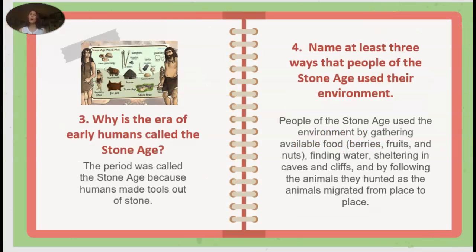Question number 3, why is the era of early humans called the Stone Age? The period was called the Stone Age because humans made tools out of stone. Question number 4, name at least 3 ways the people of the Stone Age used their environment. People of the Stone Age used the environment by gathering available food, berries, fruits, and nuts, finding water, sheltering in caves and cliffs, and by following the animals they hunted as the animals migrated from place to place.